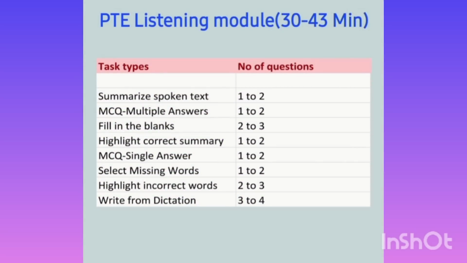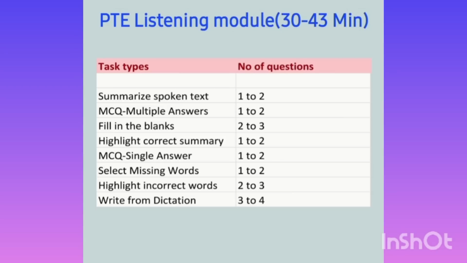Next, this would be the last module in the PTE exam, which is the listening module, and the total time of the listening module would be 30 to 43 minutes. So these are the different tasks in the listening module. Summarize spoken text. The number of questions would be 1 to 2 and it has 10 minutes to get this task done for you. Next task would be MCQ multiple answers and the number of questions would be 1 to 2.